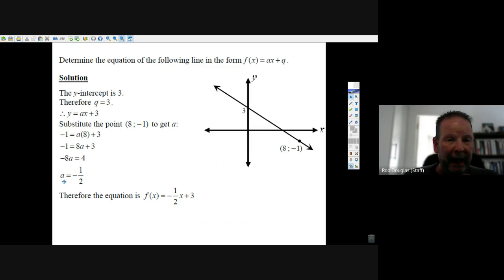So you've got a now. A, the gradient, is minus a half. And all you do, that a there is the gradient, minus a half. So you know that a is minus a half. You just put it in front of x.